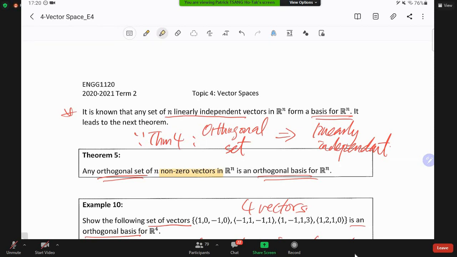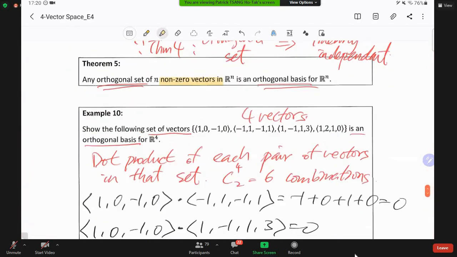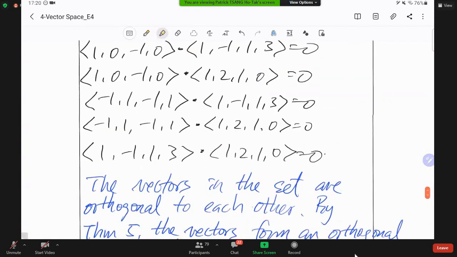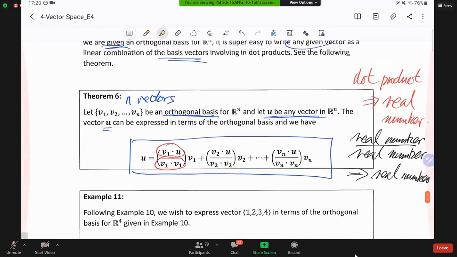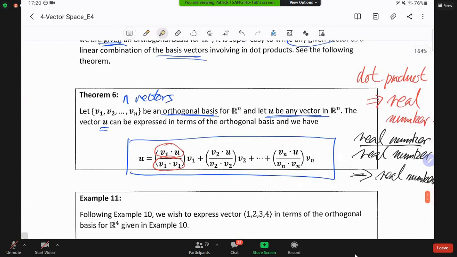So we are just using theorem 5 to develop some observation, some finding, for theorem 6. You can see theorem 4 develops theorem 5, and theorem 5 of course develops theorem 6. So getting back to theorem 6, I would like to confirm with you.